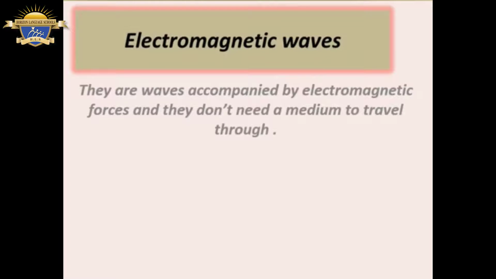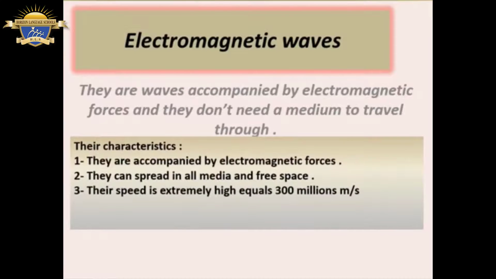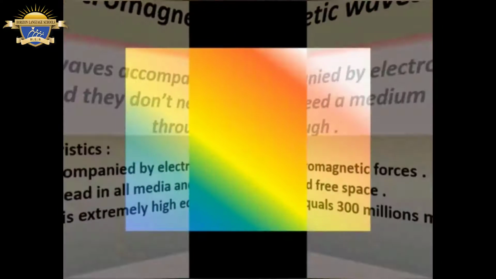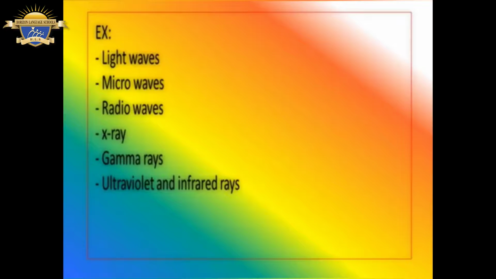Number 2, electromagnetic waves. They are waves accompanied by electromagnetic force, and they don't need a medium to travel through, vice versa mechanical waves. Their characteristics: they can spread in all media and free space, and their speed is relatively high. Examples: light waves, microwaves, radio waves, X-rays, gamma rays, ultraviolet and infrared rays.